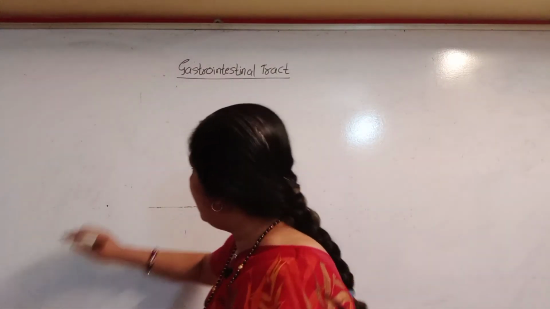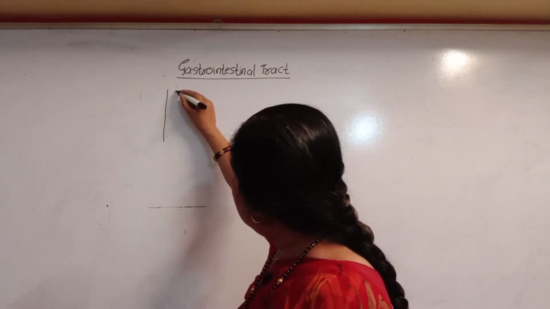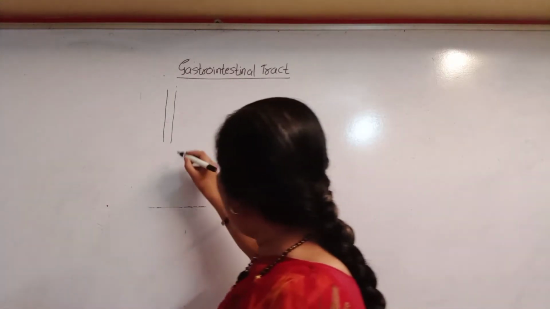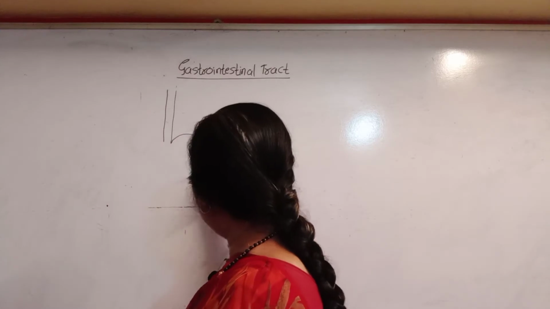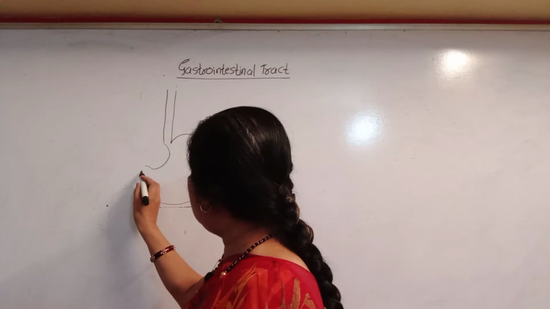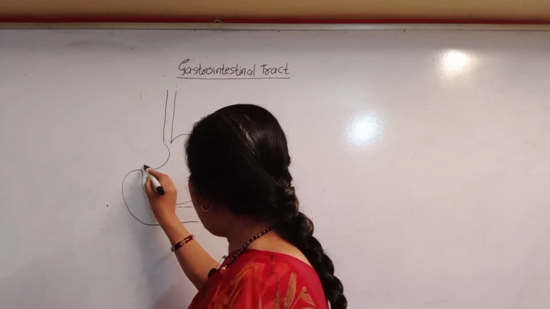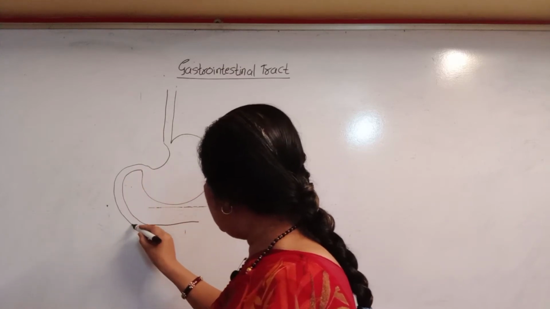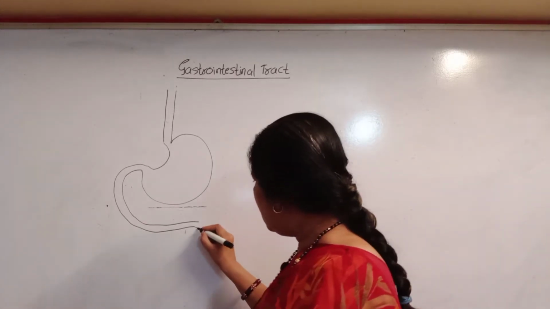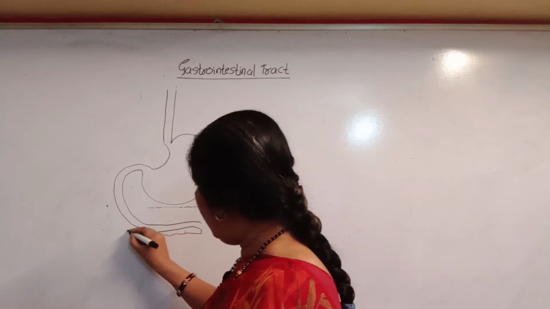This is the diagram of the gastrointestinal tract. This is the food pipe or esophagus. The esophagus leads to the stomach. This is the stomach, and the stomach leads to the small intestine. The small intestine consists of three parts, that is duodenum, then jejunum and ileum.